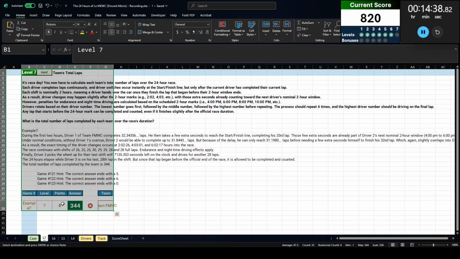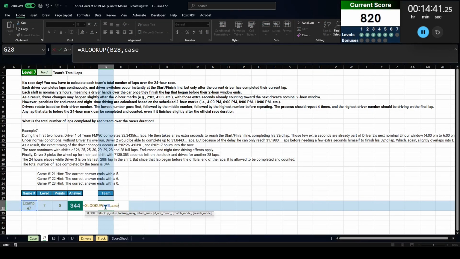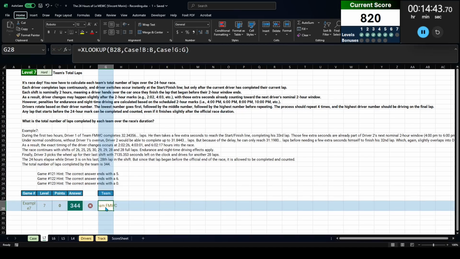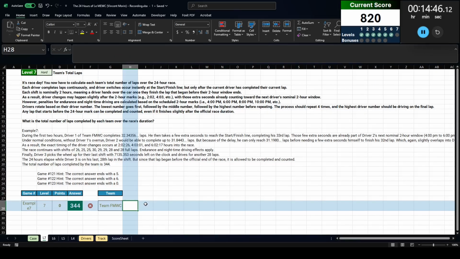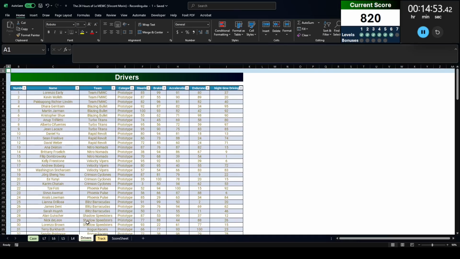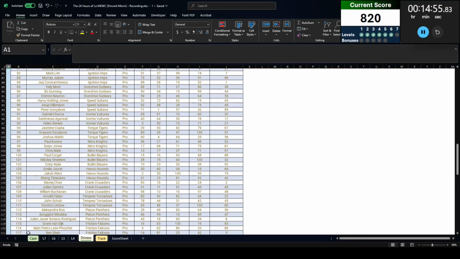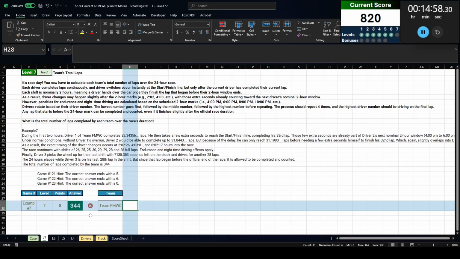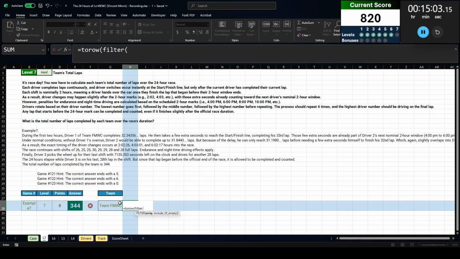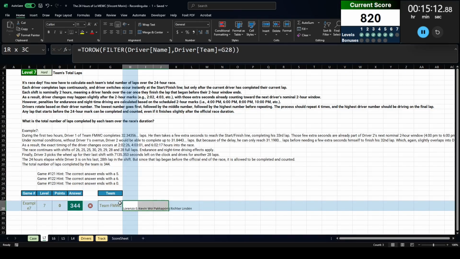Bring this over to that sheet, and I'm going to do my runner here. That's Team FMWC. Now, the first thing I need to do is get the drivers for Team FMWC. I believe this table is already sorted. It appears that it is already sorted, which is good. So all I need to do then is filter the driver name where the driver team equals this team listed there. So I should get 3 drivers, 1, 2, 3.